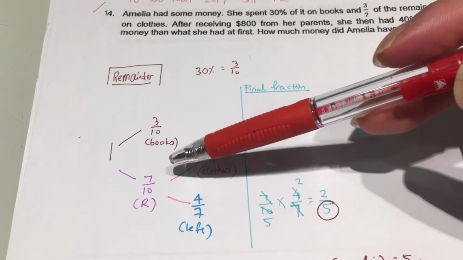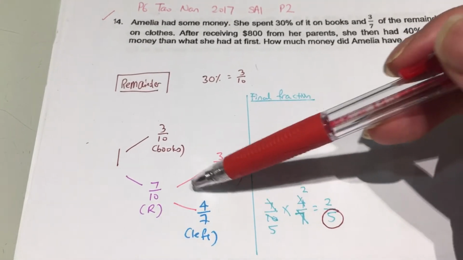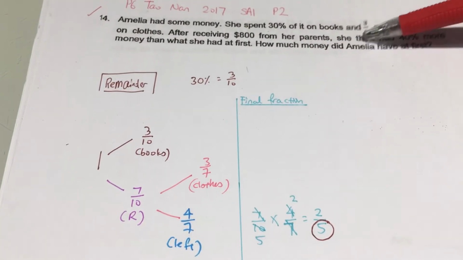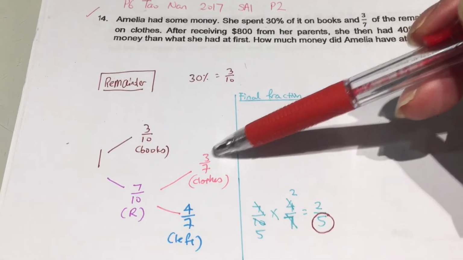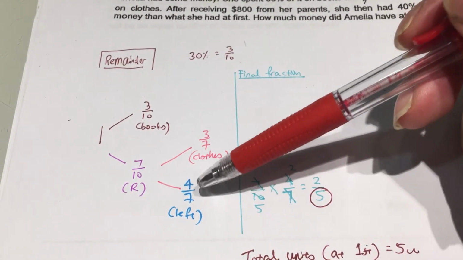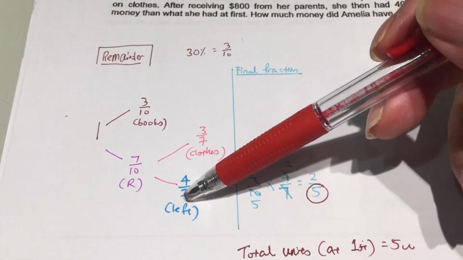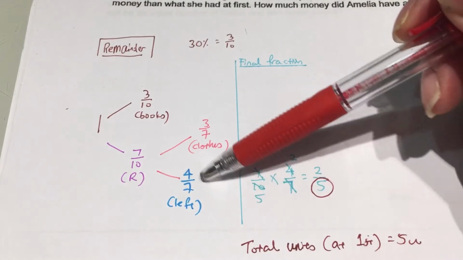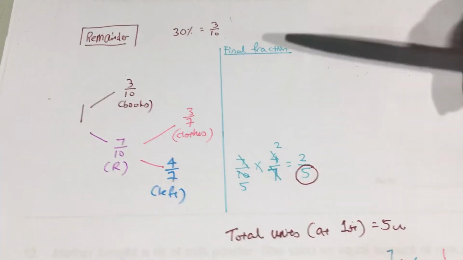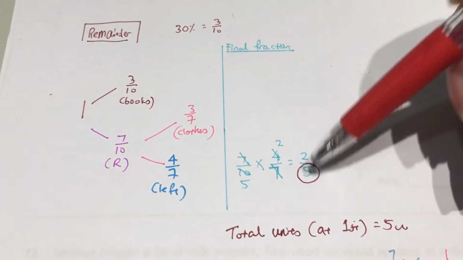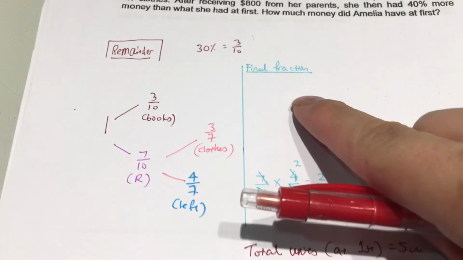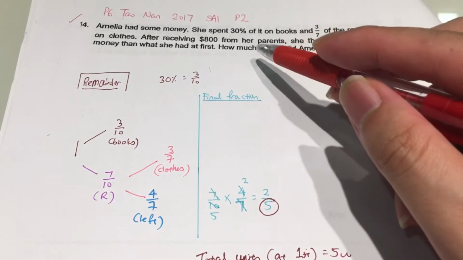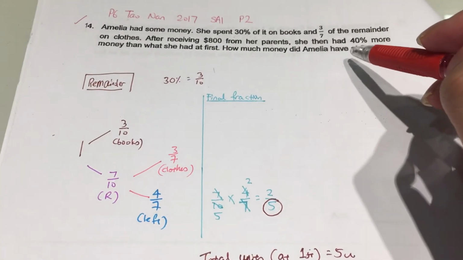So it's 7/10. Okay, how do you get 7/10? It will be 1 whole minus 3/10, which is 7/10, and then 3/7 written here. 1 whole minus 3/7 will give you 4/7. So to find the final fraction will be 7/10 times 4/7, and you have 2/5 after some manipulation with the numbers.